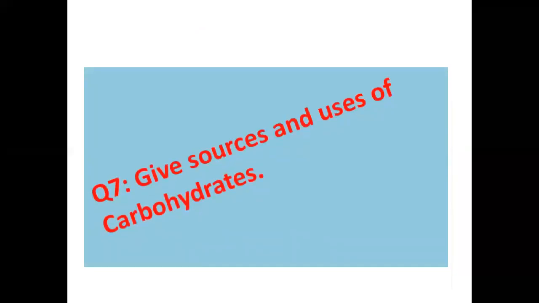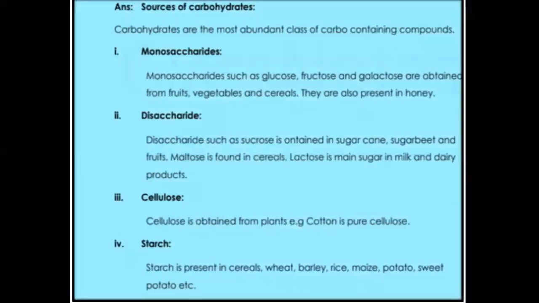Question number 7: give sources and uses of carbohydrates. Although we discussed it in the topic, I'm just giving a quick review. Sources of carbohydrates, first for the monosaccharides, like glucose, fructose, and galactose: we obtain them from fruits, vegetables, and cereals. And fructose is also present in honey.